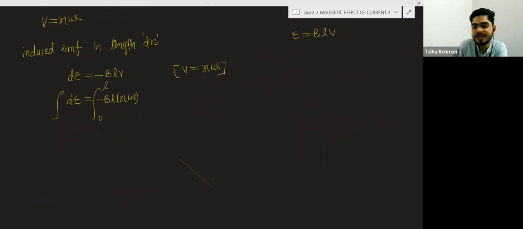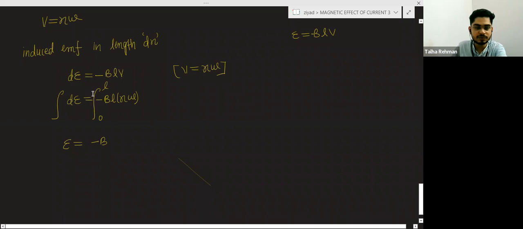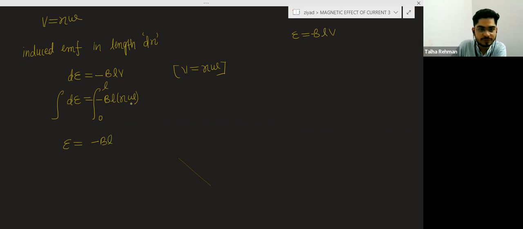This is the integration. This will become the EMF E. Now we will do the integration. Take the constant terms out of the integration as we have done many times. The magnetic field is constant, and omega is also constant. So this will become B into omega, and the integration of x into dx.